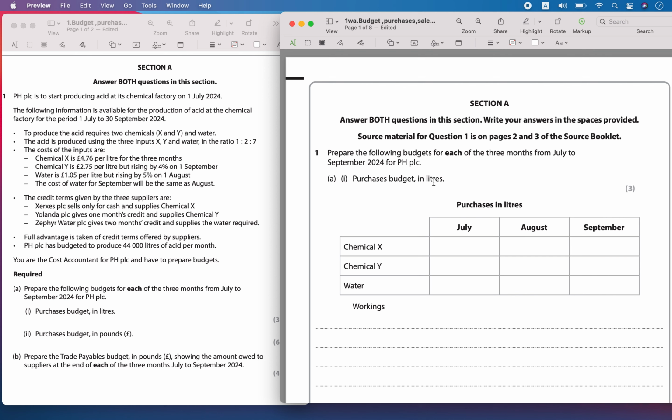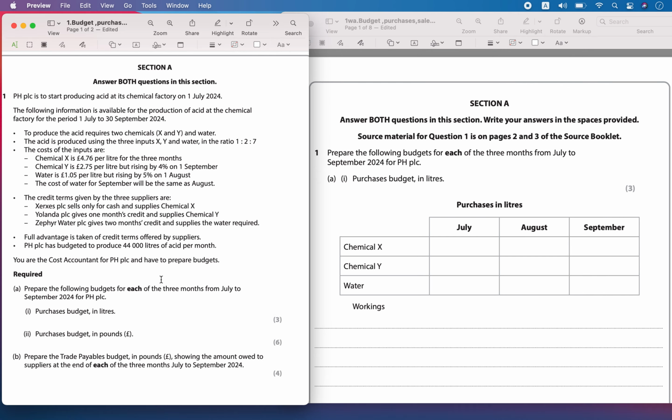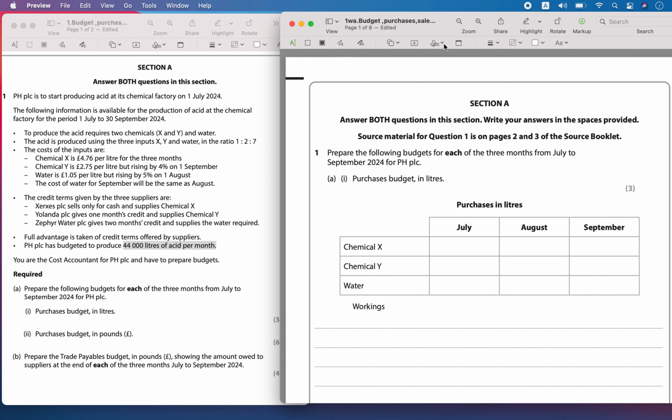Now let's prepare the purchases budget in liters. How many liters they have to buy to produce this many liters of acid per month is the question. I want to produce a total of 44,000 liters per month. How much of X chemical I have to buy, how much of Y chemical I have to buy, how much water I have to buy, so that I can produce 44,000 liters of acid per month. So let's calculate for each month.